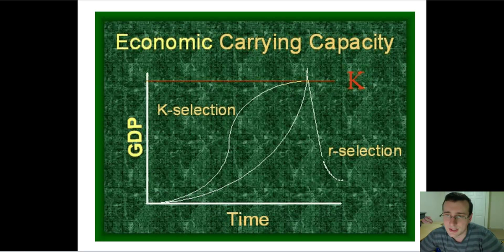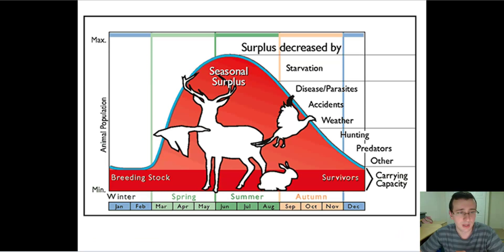Now, one thing that's very important, and that's definitely what Malthus had said, is that populations tend to grow exponentially if they could. As long as the birth rate plus immigration rate is bigger than the death rate plus emigration rate and the resources are available, populations will tend to grow exponentially. However, populations depend on the environment for survival. Whenever there's a surplus of support, people will allow themselves to grow more. But as the surplus decreases by things like starvation, disease, parasites, accidents, weather, hunting, and predators, the carrying capacity is lowered, and the populations will not be able to be supported as much as before, and you're going to have a crash in the population numbers.